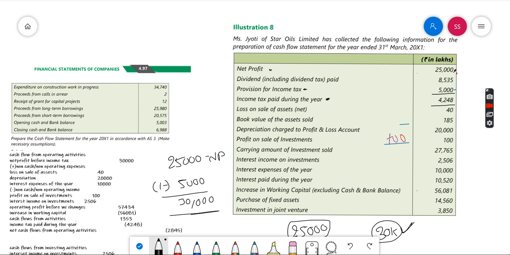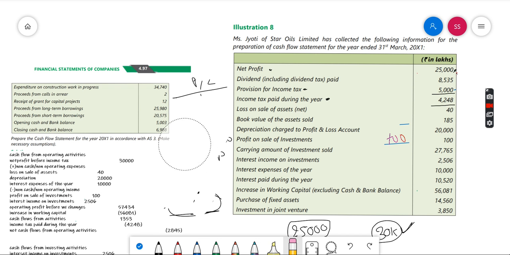Why add the provision for tax? Because in the P&L account you might have debited the provision for tax, 5,000, which affects your net profit. Since you are debiting this, your net profit becomes less, which is 25,000. Now we need to add that back, so we have added 5,000. It became 30,000. So net profit before income tax is 30,000.